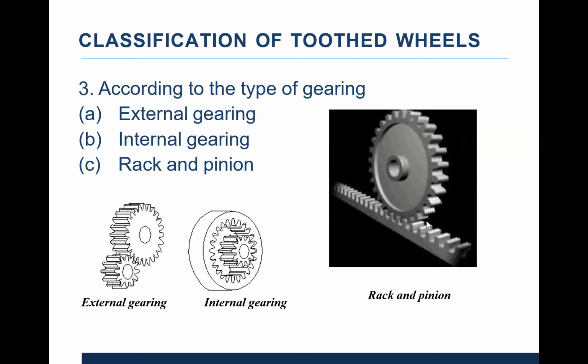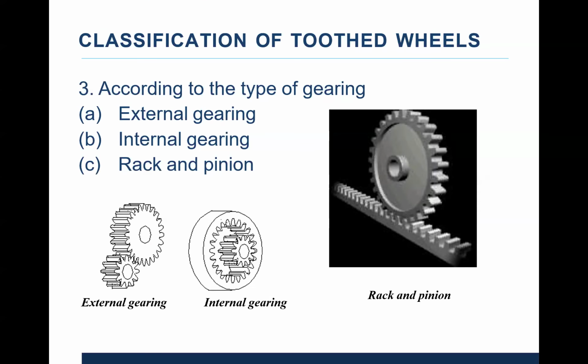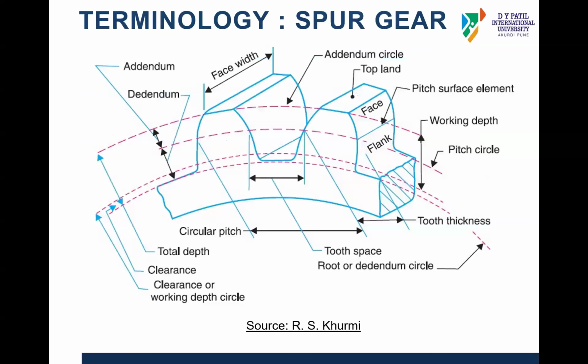Okay, and this internal gear, basically whenever we are designing that gear train, epicyclic gear train, at that time we can use these combinations of planet and internal gear train to transfer the motion from input shaft to output shaft. Okay, now next, so this is all about how you can define the gears. Now next part is terminology of spur gear.